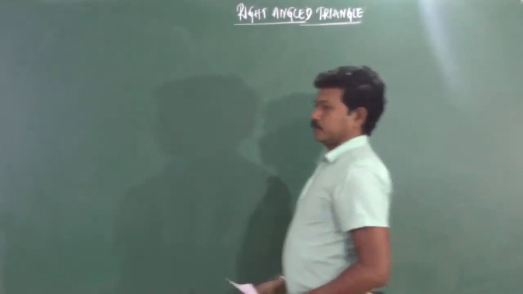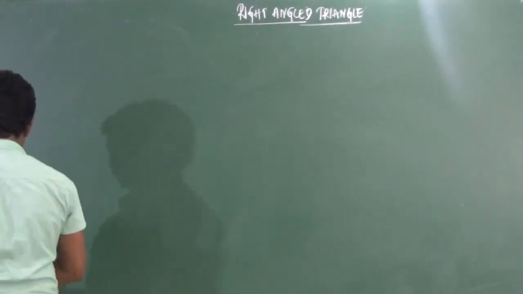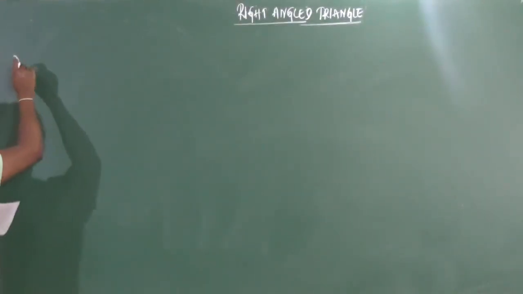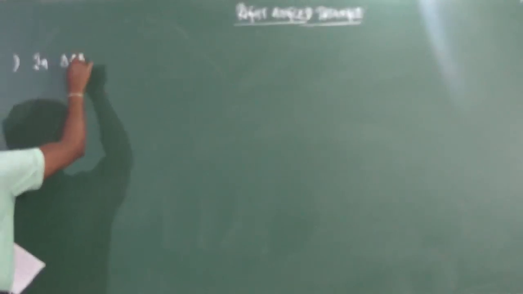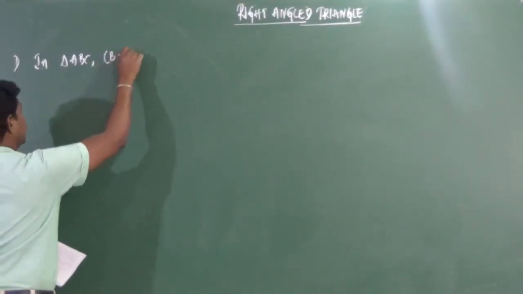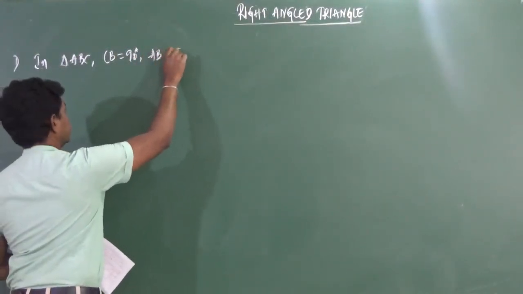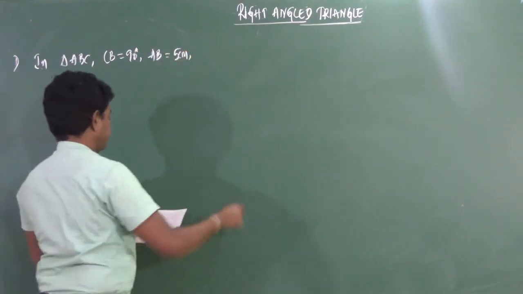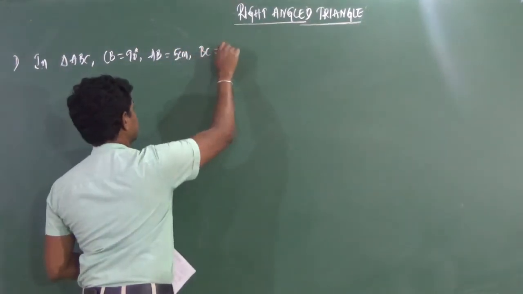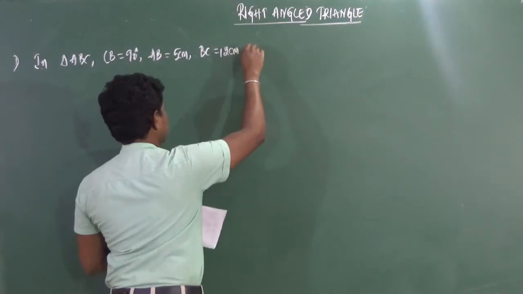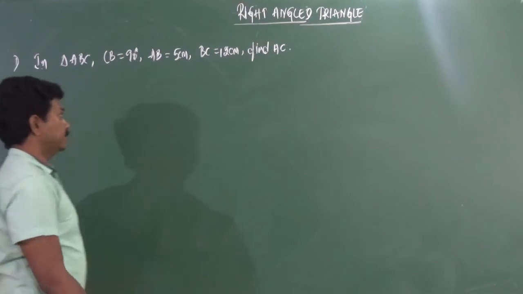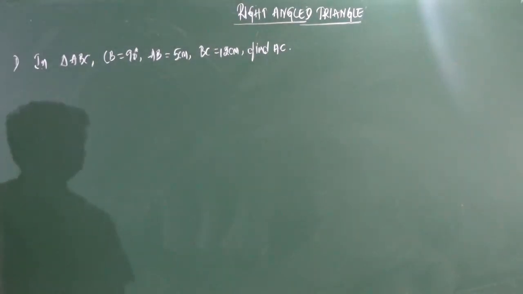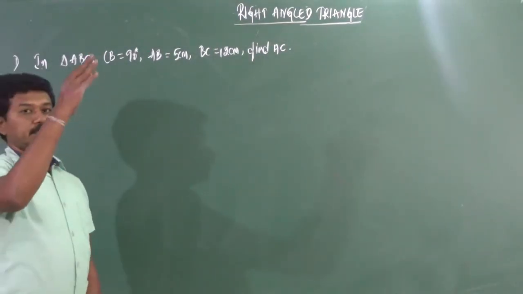Okay, so we'll solve some very simple conceptual problems related to Pythagoras theorem. First one: in triangle ABC, angle B is equal to 90 degrees, AB is equal to 5 centimeters, BC is equal to 12 centimeters. Find AC. Very simple.